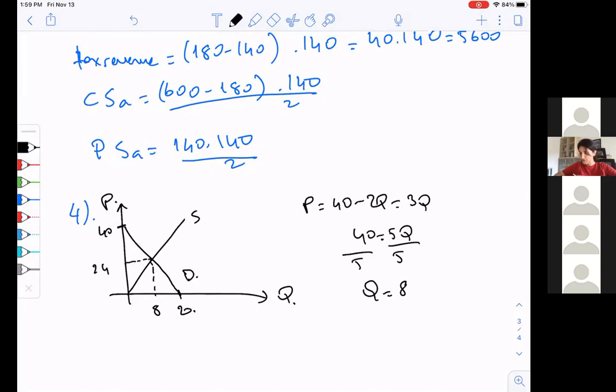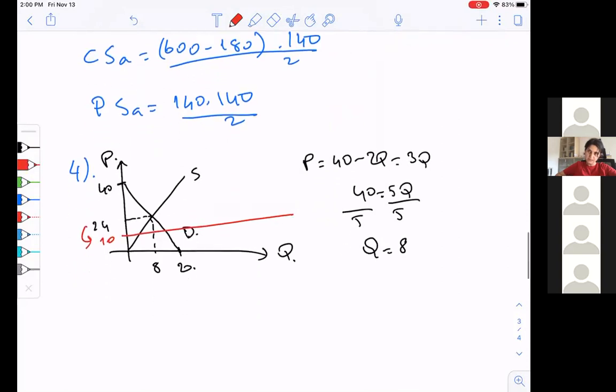Okay, if the world price is 10, 10 is below the equilibrium price, right? If there is free trade, will this country export or import the paper cups? What do you think? Import, right? Because the price is below the price that's realized in the market.